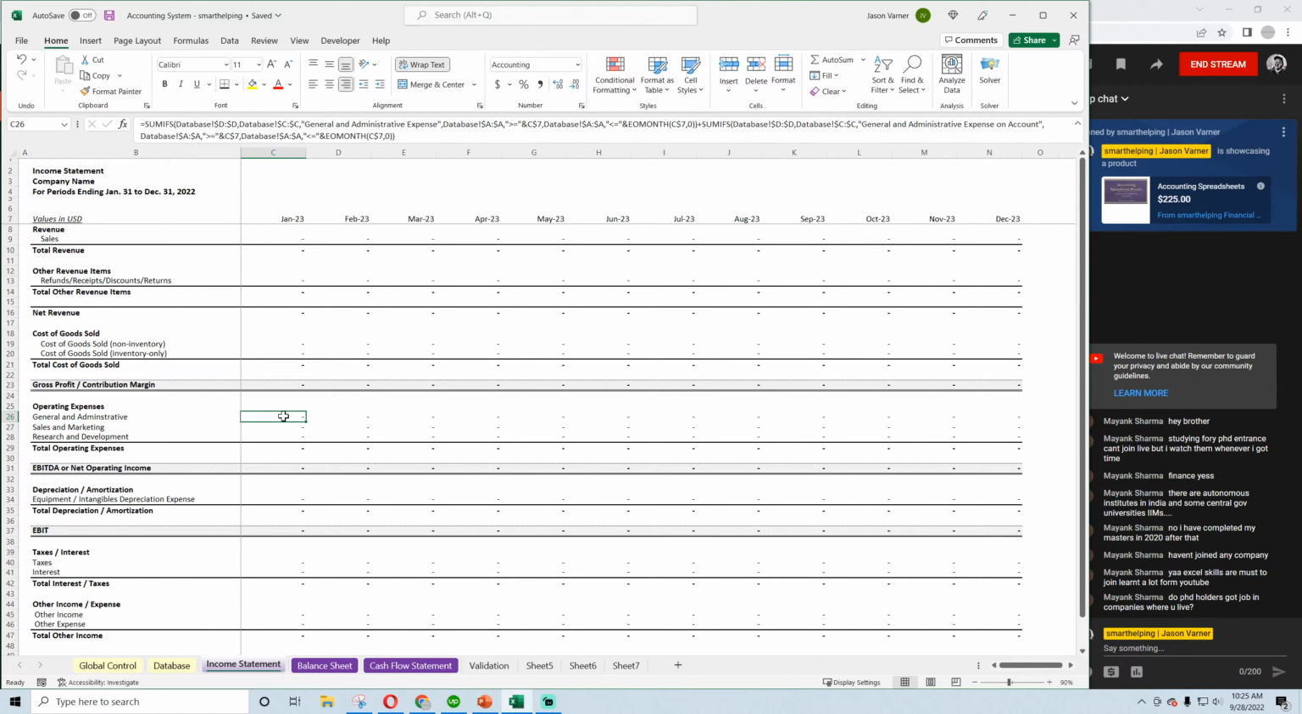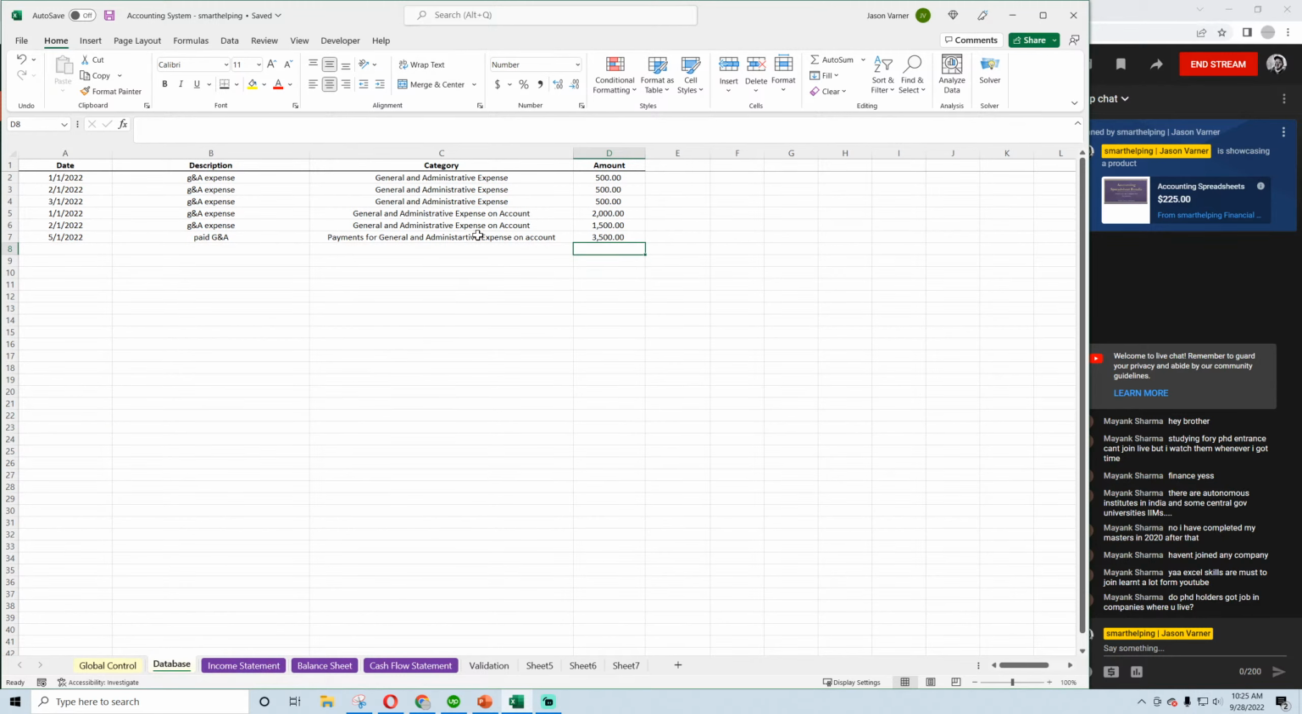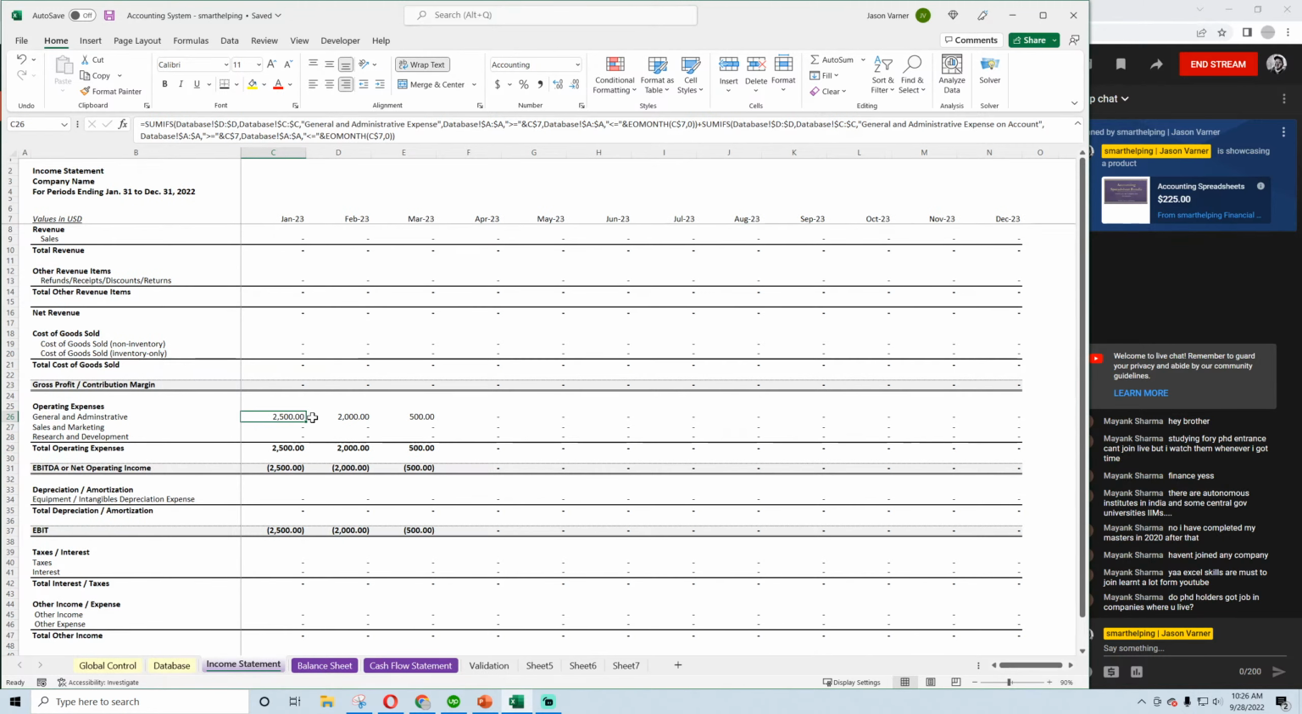What's going on here? General and administrative expense. Oh, I put the wrong year. 2023. No, you can choose to start year of the forecast or the tracker, and I will make this go out to 20 years when I'm done with it. Right now we're just doing 12 months just to make sure everything's going to work. Okay, so we've got expenses here, 2,500, 200, 2,500.